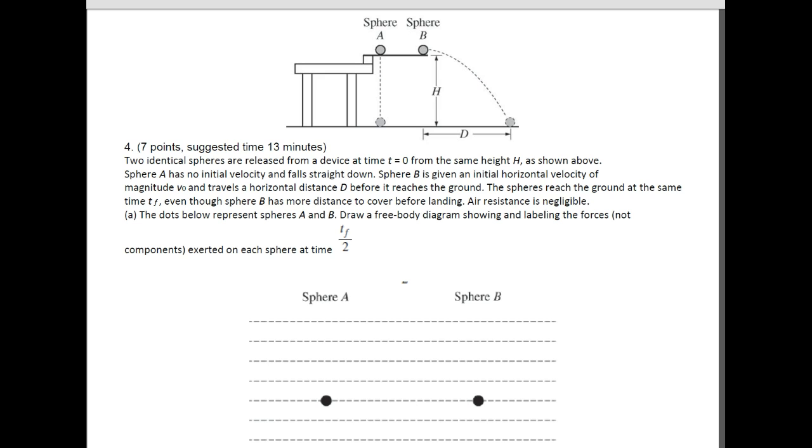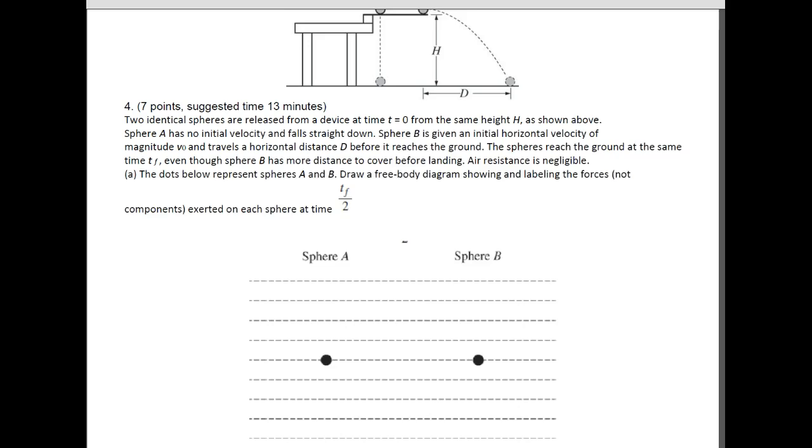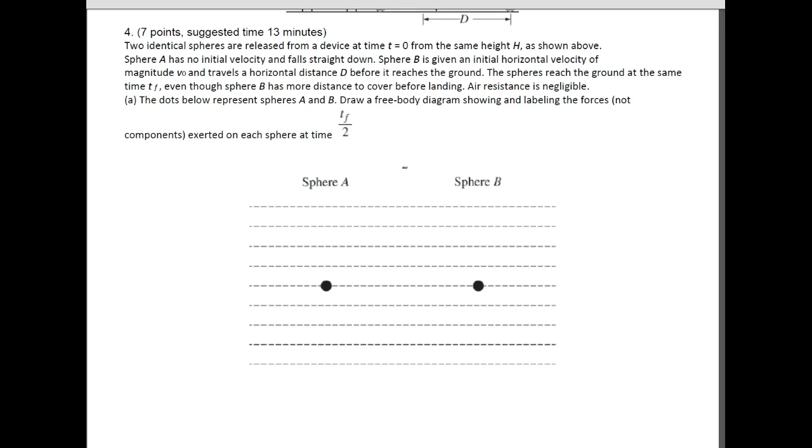We need to figure out what the forces acting on each one are. Well, if we don't worry about air drag, the only force on each one is just mg. So let's draw mg for sphere A. Sphere B should be exactly the same since they have the same mass and they're both acted on by gravity in the same way. It doesn't matter that one's moving to the right and the other one's moving straight down. They both have exactly the same force of gravity acting on them. Unfortunately, this part was only 1 point.